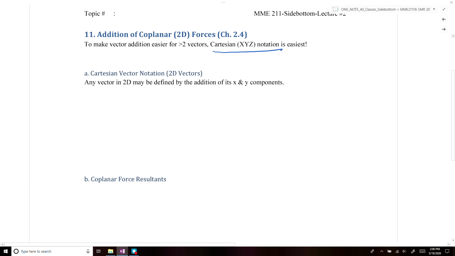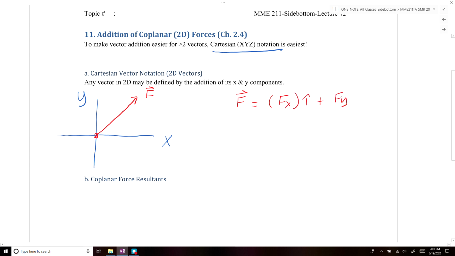So let's say you had, let's just draw two axes where we have our x-axis and our y-axis, and we will then draw a force vector F. What Cartesian notation says is that our force F would be equal to the addition of its x component plus its y component.